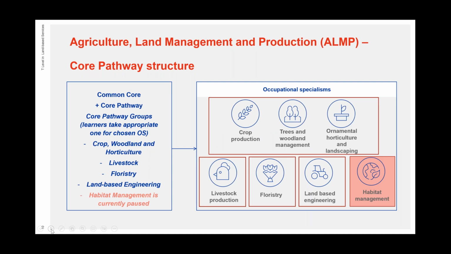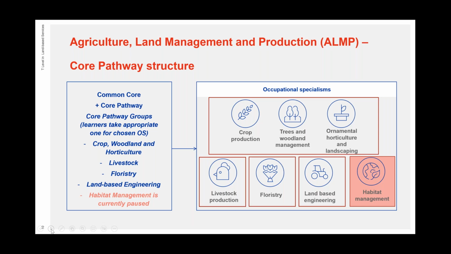The core pathway structure for the Agriculture, Land Management and Production TQ, which is due for first delivery in September 2023, is outlined on this slide here. Now, 3 of the occupational specialisms, that is crop production, trees and woodland management, and ornamental horticulture and landscaping, share a core pathway. There is content that is common to all 3 that has been drawn into their core pathway assessment. So those 3 specialisms share a core pathway. The other specialisms have their own separate core pathway assessments.